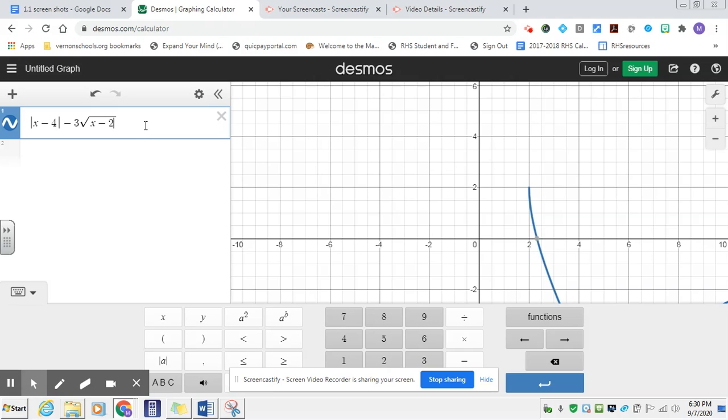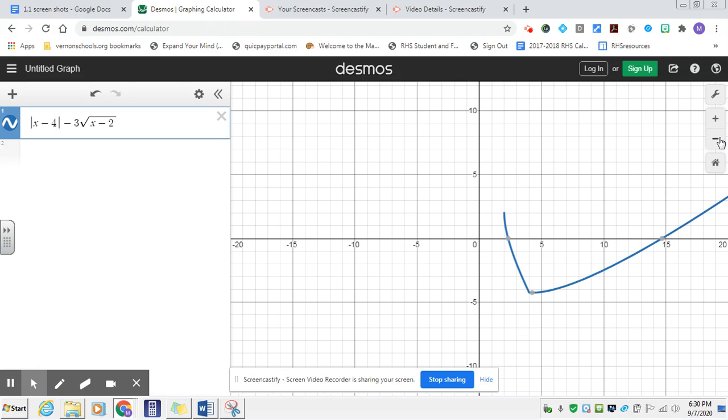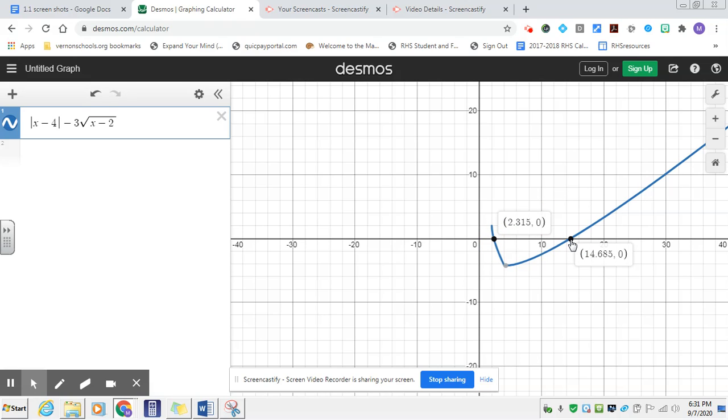You don't need to put equals 0 here because you created a new function and you yourself are going to find the zeros. So I am going to zoom out to make sure that you find all of your possible zeros. So this new equation gives me two zeros at 2.315 and 14.685. So those are my two zeros, and those would be the real numbers that satisfy when the absolute of x minus 4 is equal to 3 square root x minus 2. So that is your method 1.